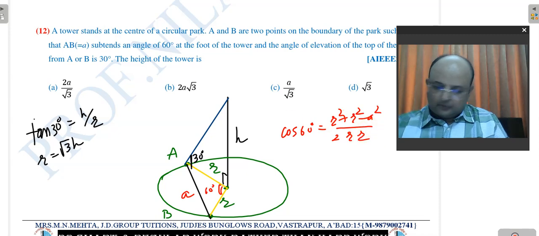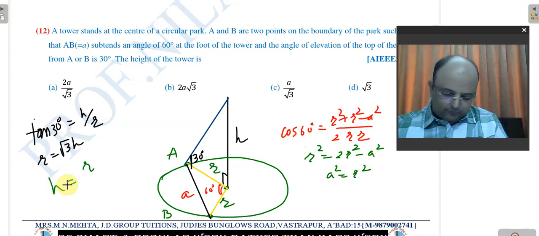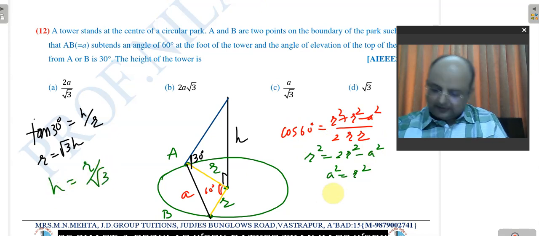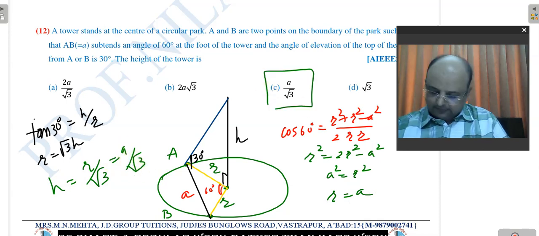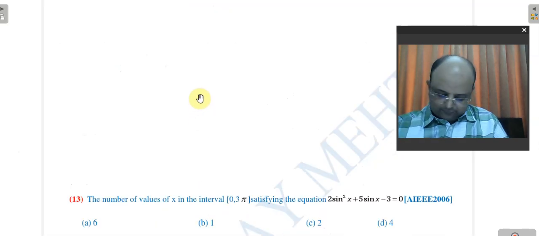Cos 60 degree is half, so half cancel and you are left with r square equals to 2r square minus a square. So a square equals to r square. Your h equal to r by root 3. r and a are both positive, so r by root 3 matlab a by root 3. So your height of the tower is a by root 3. Fine, dears. So we go for your 13.